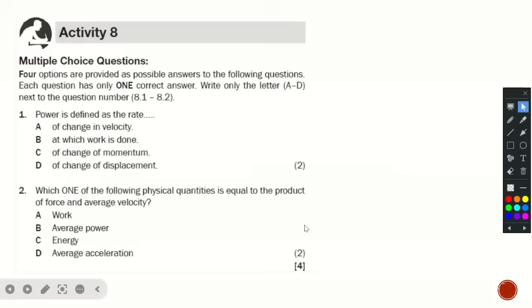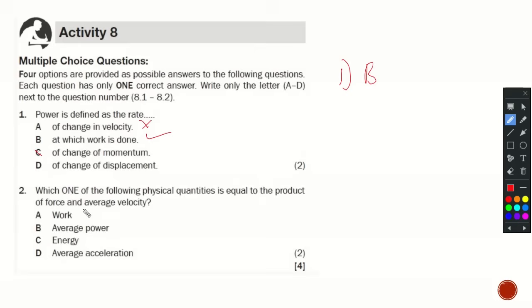So we have a multiple choice question extracted from your Mind the Gap textbook. It says four options are provided as possible answers to the following questions. Each question has only one correct answer. Write only the letter A to D next to the question number, for example 8.1 to 8.2. Power is defined as what? As the rate of change in velocity? Nope. As the rate at which work is done? Correct. So obviously the other ones we don't even have to check. So the correct answer is B.